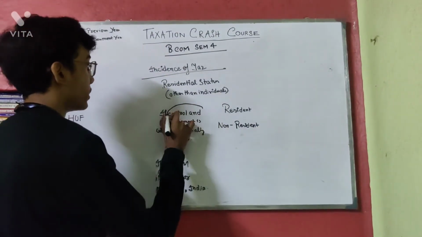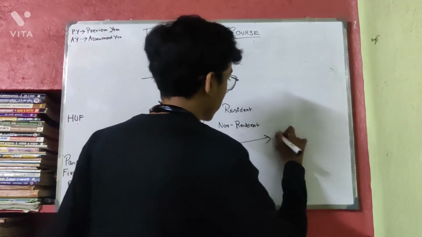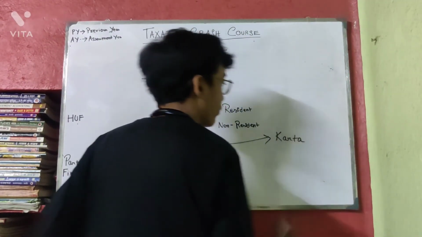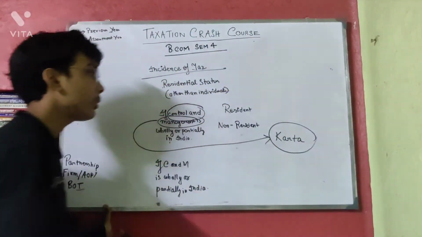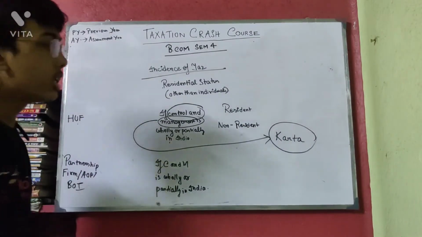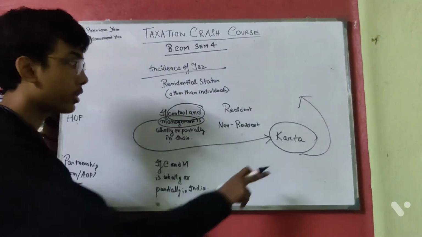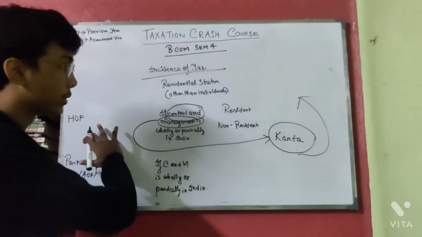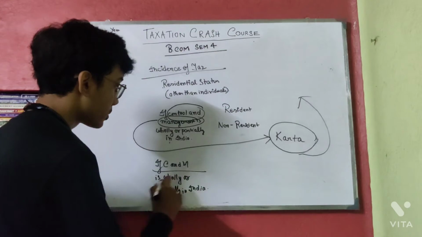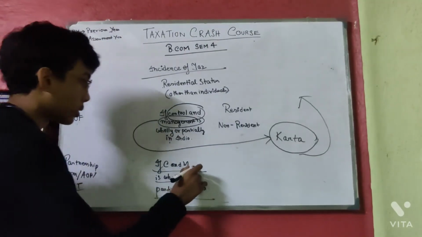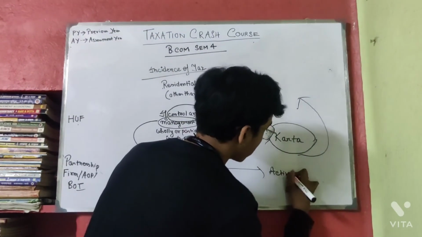Now what is control and management in the case of HUF? The control and management of HUF is the Karta. The Karta is the base of the residential status. The stay in India of the Karta will be determined to be the stay of the HUF. And in the case of partnership firm, if the control and management is wholly or partially in India, it is the same. Here control and management is the active partners.